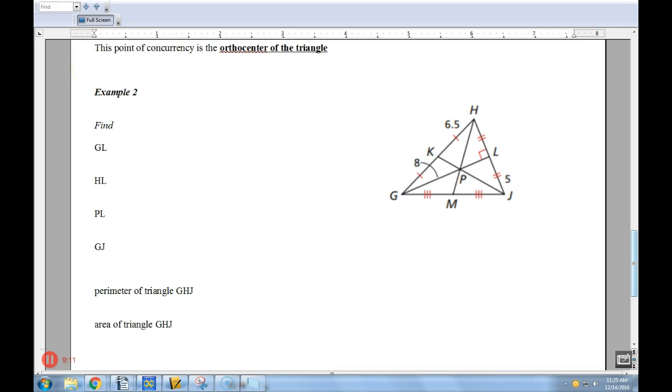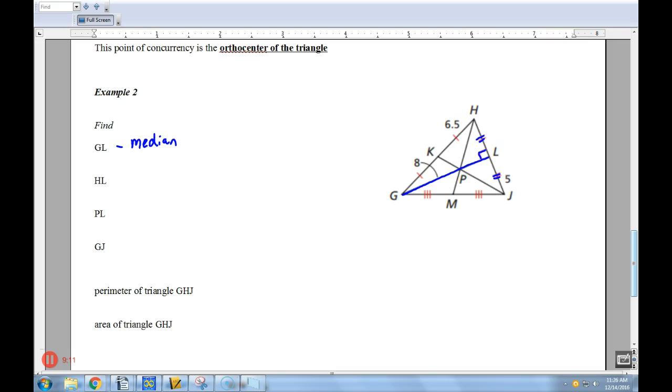So looking at the drawing, when I look at these lines and I look at GL, GL is a median because I see that it goes to the middle. Because of these marks, I see that it was a midpoint and it goes to the middle of the other side. It also looks like it's perpendicular, so it's also an altitude. So it's both an altitude and a median.